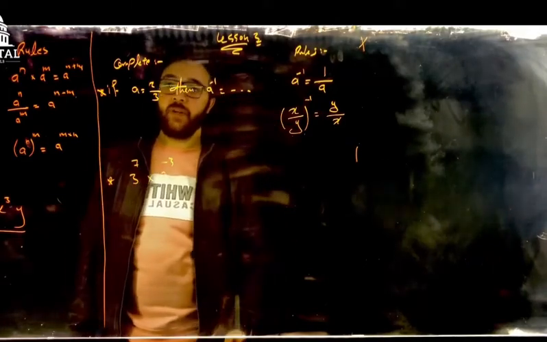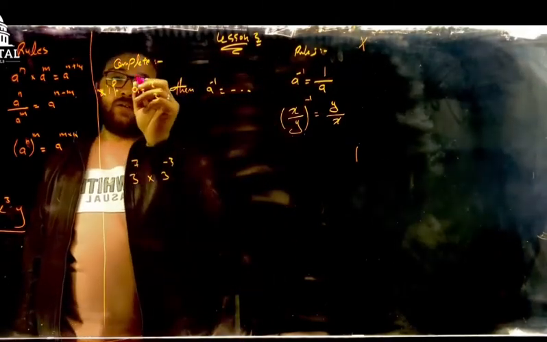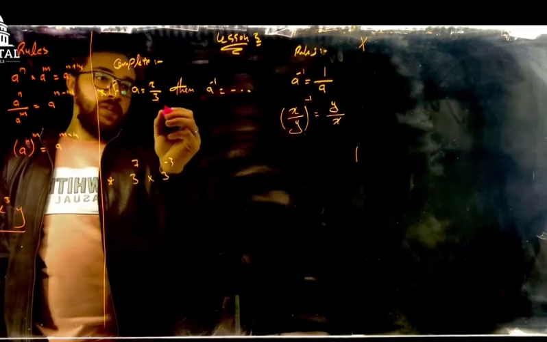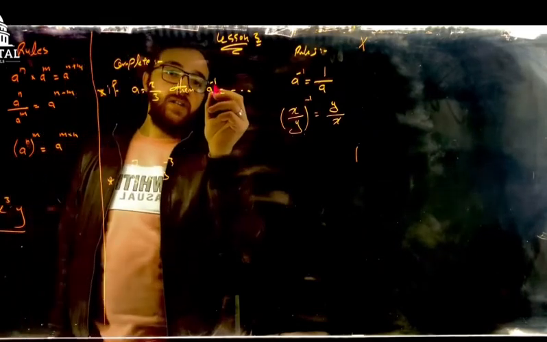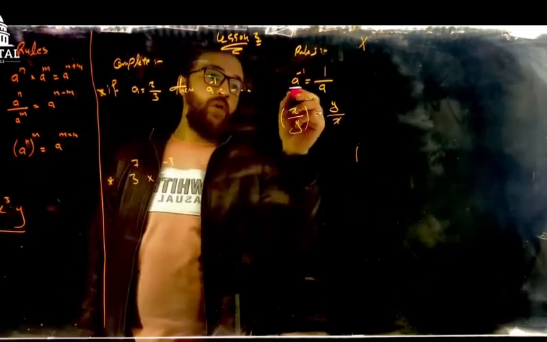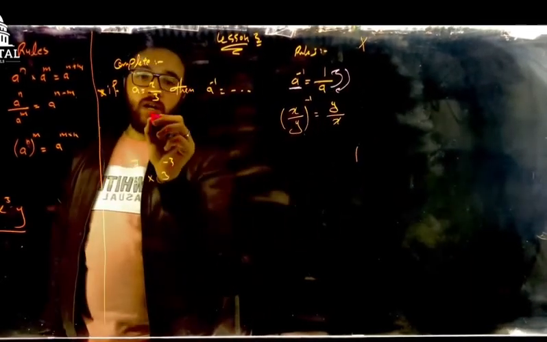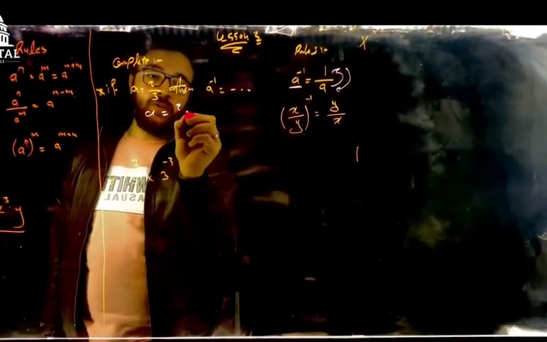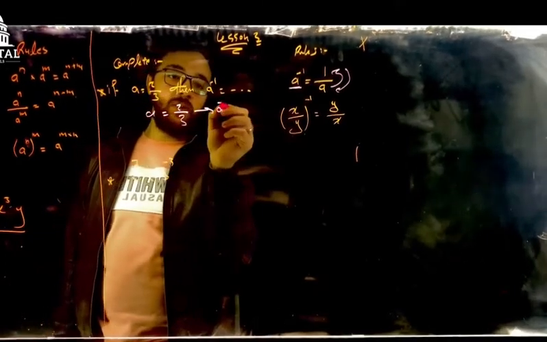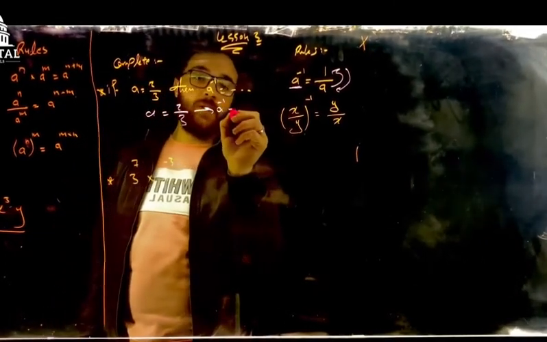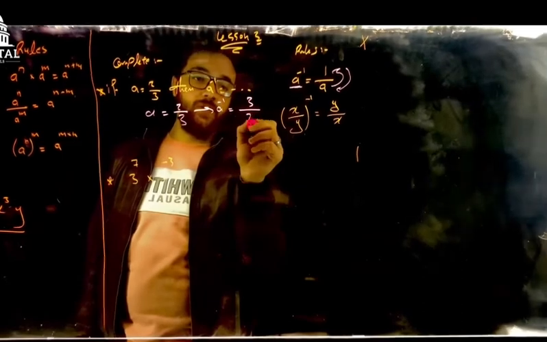3. First, complete. If a equals 2 over 3, then a to the power of minus 1. We have here a to the power of minus 1, it will turn over the fraction. Then a equals 2 over 3, so a to the power of minus 1 will be equal to 3 over 2.